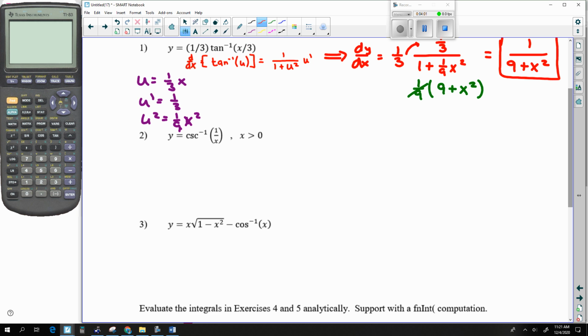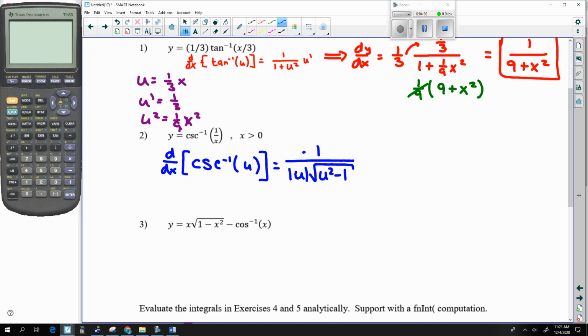All right, let's again remind ourselves what the derivative is in the first place. The derivative of inverse cosecant is similar to the secant. So this is going to be 1 over the absolute value of u times the square root of u squared minus 1, but because it's a negative, with the u prime.